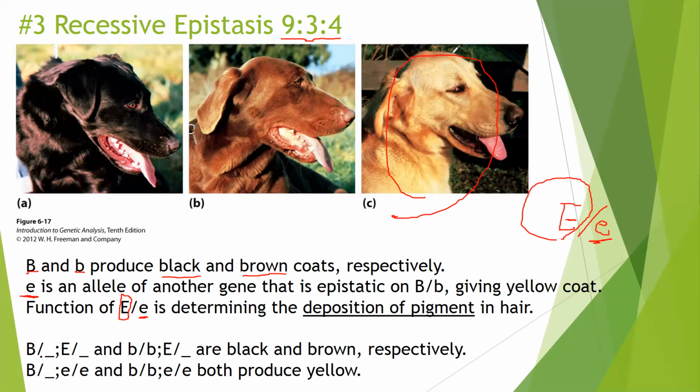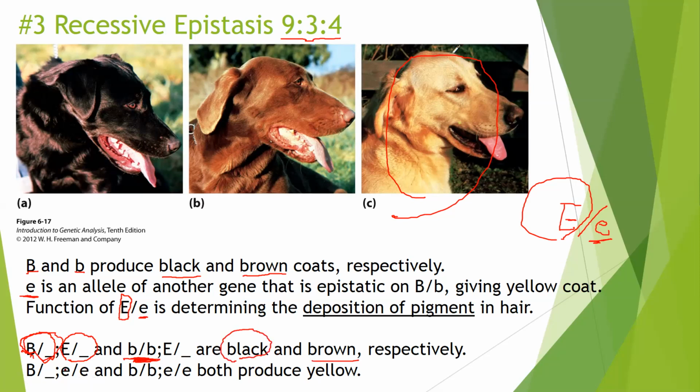Right, so as you can see here, only if this gene is a wild type, and this will determine, only if the E gene is a wild type, the lowercase bb will give the brown color, and the big B will give the black color.